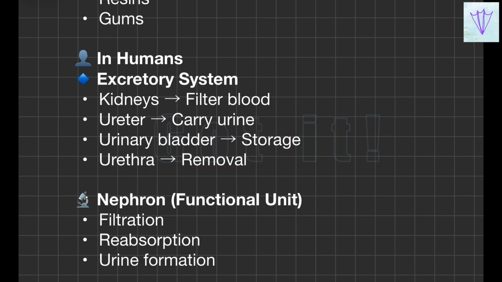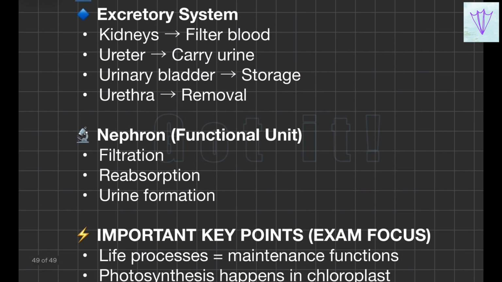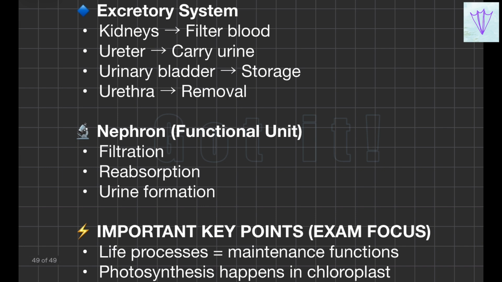And we have nephrons, which are the functional unit of the excretory system, present in the kidney for filtering the blood. It involves filtration, reabsorption, and urine formation. So nephron is of great use.